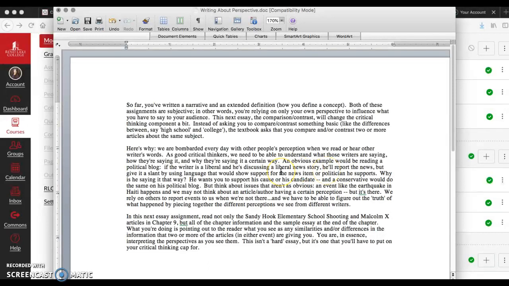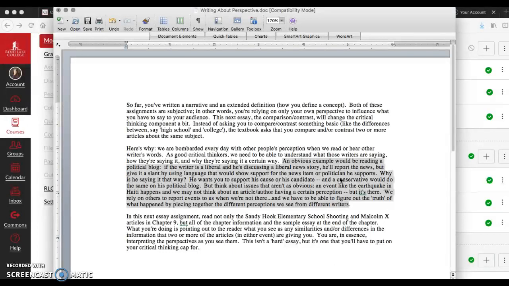And probably one of the most obvious examples would be a blog writer who's writing a political blog. So, not even at this stage looking at things like CNN or Fox, but just if I write a blog and I'm very liberal and I'm discussing a very liberal news story, I'm going to report the news, but I'm probably also going to give it a slant by using language that's going to support the news item if I think it's positive, or maybe the politician, or maybe support for legislation.